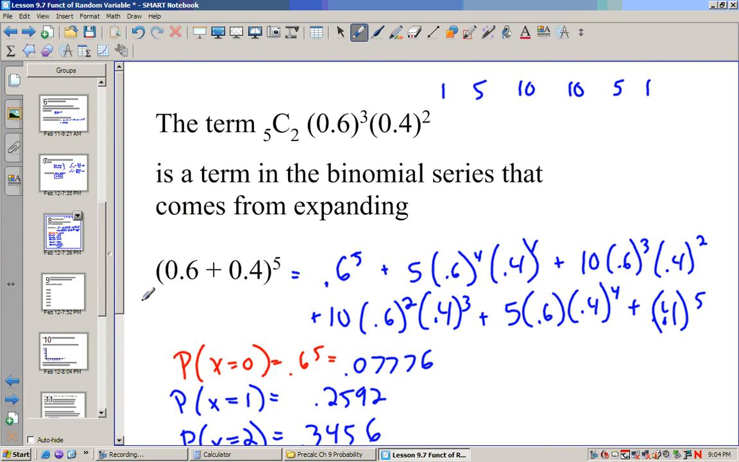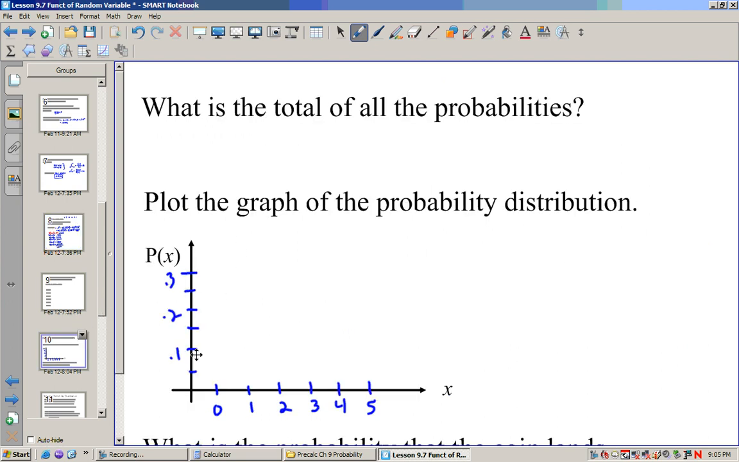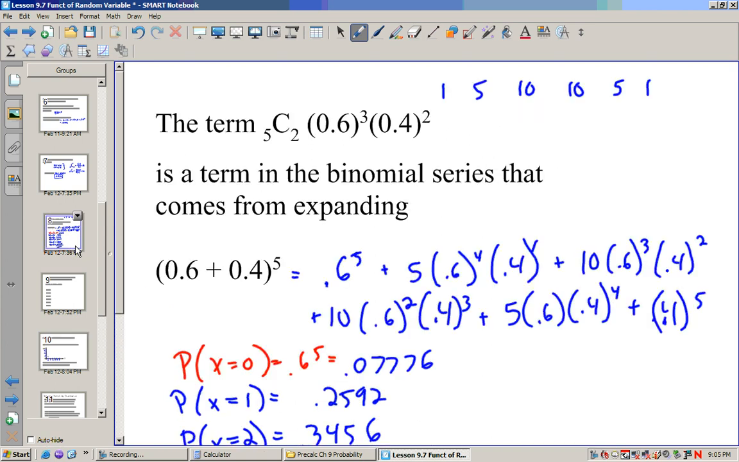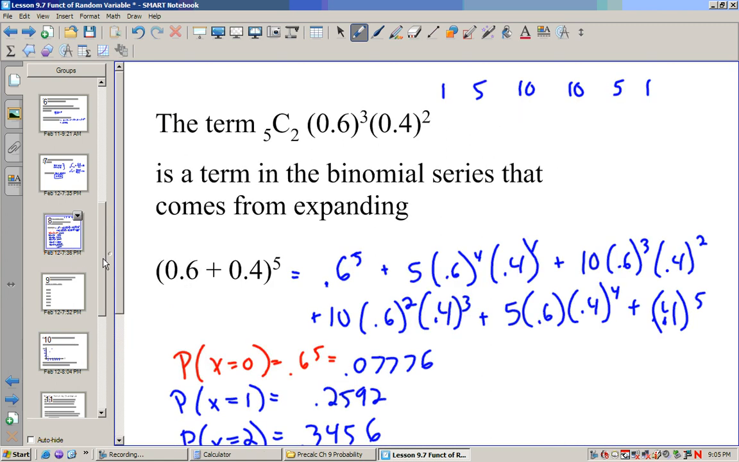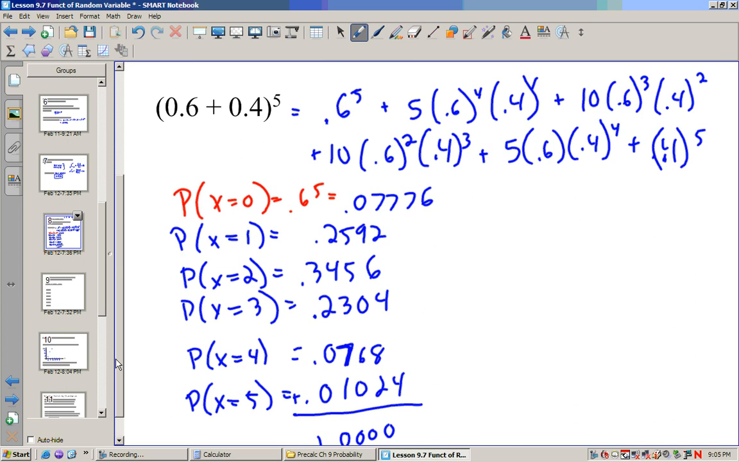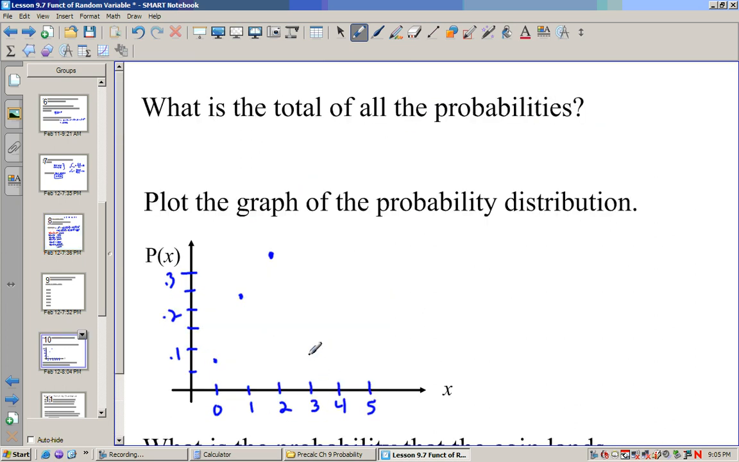So 0.07 is going to be about there, then it's 0.25, and then 0.34, 0.23, and 0.07. And then 1%, which is going to be down there. So you can see that the probabilities increase and then they decrease.